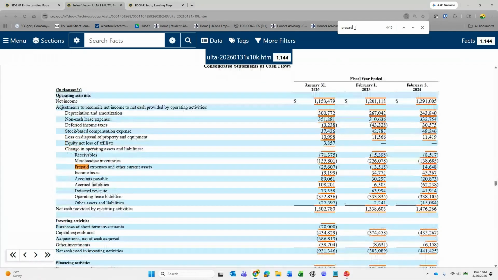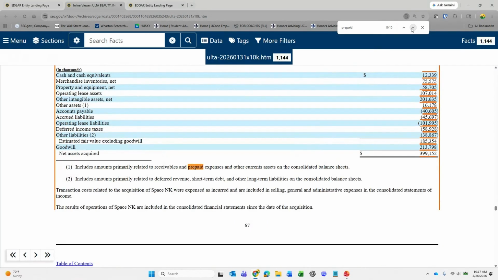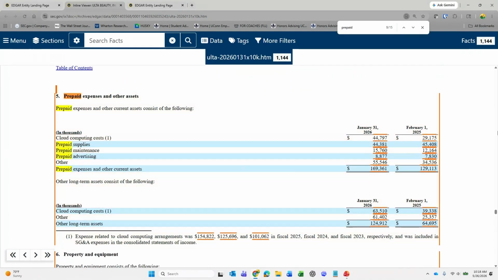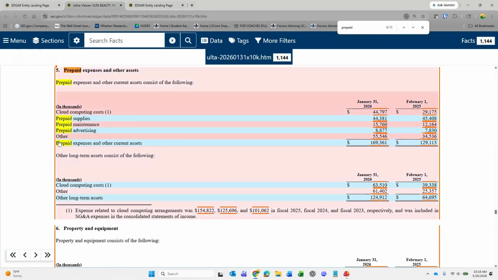Let's say I want to know what this prepaid expenses include. I'm going to jump ahead and see if I can get a little bit more detail. I see that they do have prepaid advertising that is included in prepaid expenses, not a very large number. I'm going to continue to jump. Here I get to a footnote that discusses the breakdown of the prepaid expenses, and we see that they have other items like prepaid maintenance, prepaid supplies, and a relatively big one, cloud computing costs as well. So they prepay to the technology firms for cloud computing.